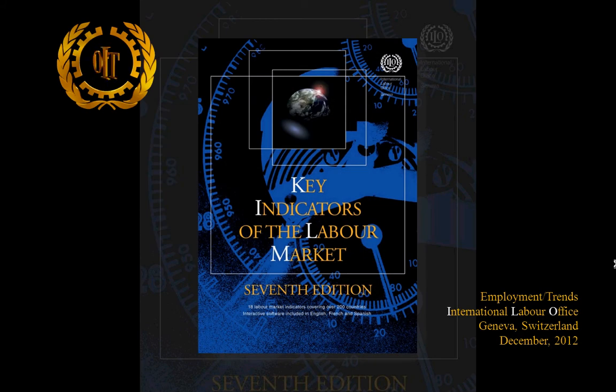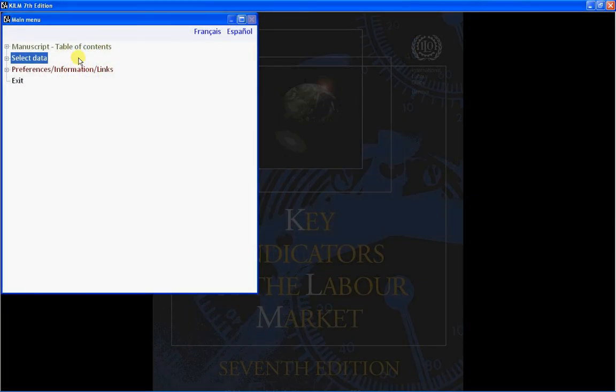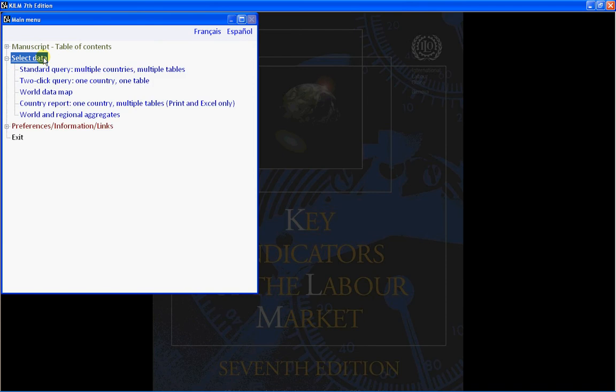This video contains instructions on how to use the KILM 7th edition software. From the primary window of the KILM software, expand the Select Data node, then click on Standard Query.